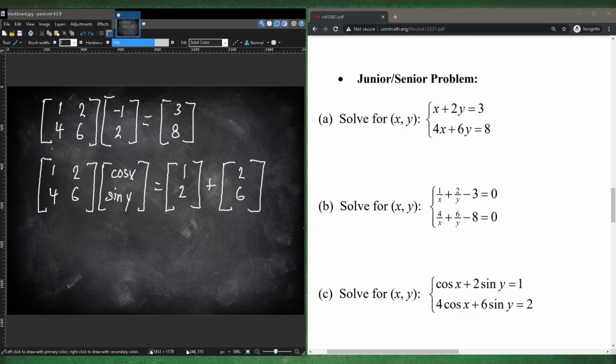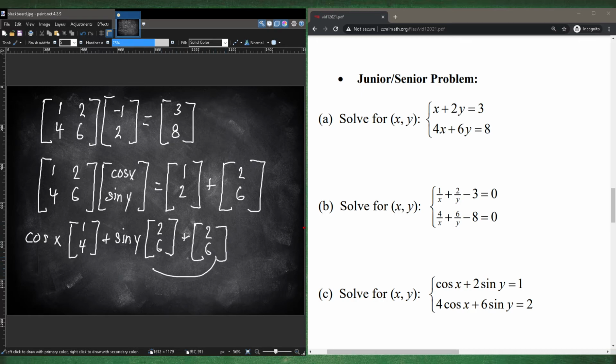So if you've taken linear algebra before, what you could do is rewrite this as cosine of x times the matrix, your first one, which is 1, 4, plus our second one, which is sine of y, times our second matrix, which is 2, 6. And since we added a 2, 6 on this side, we need to add a 2, 6 on this side. So just add a 2, 6.